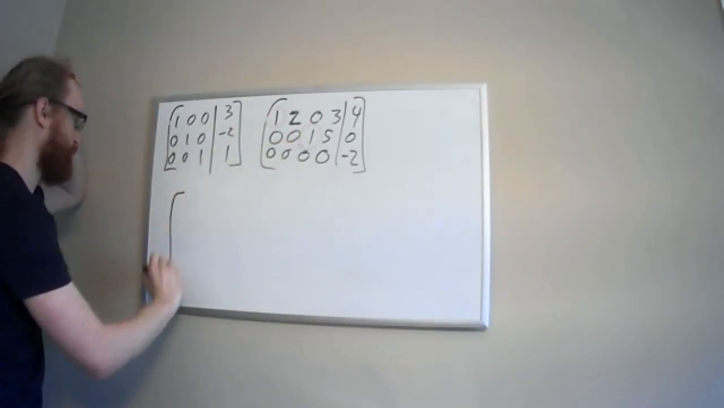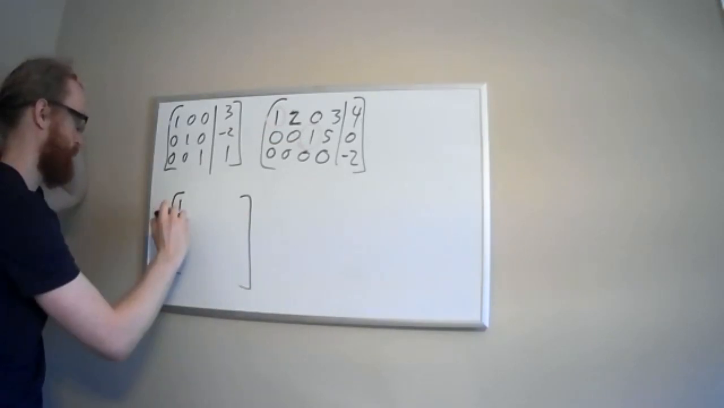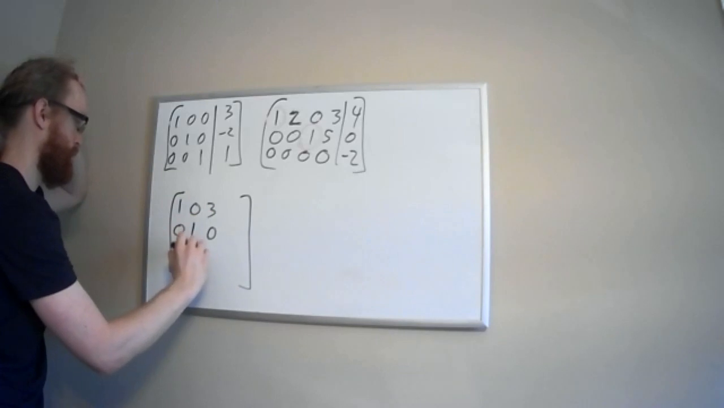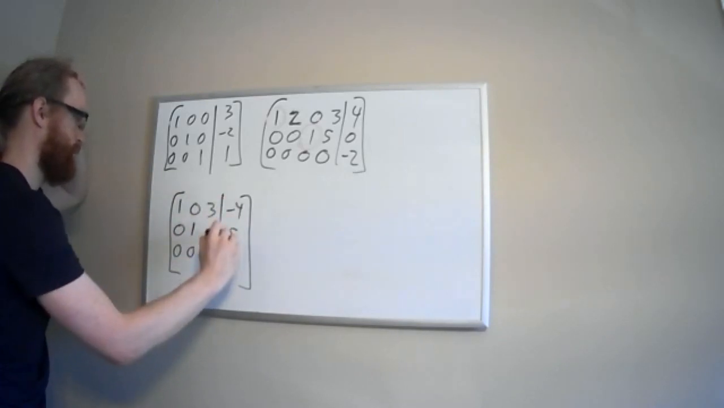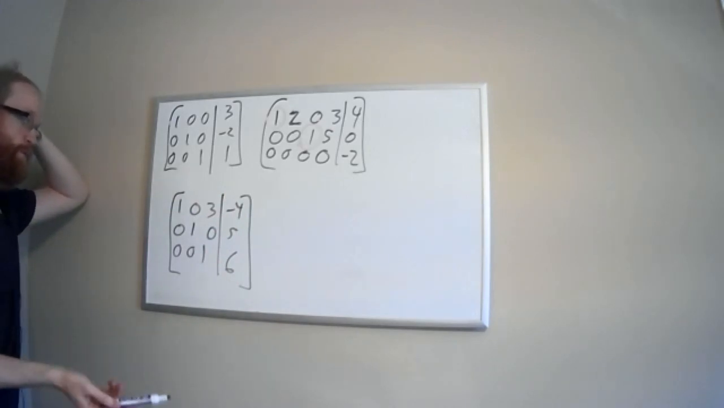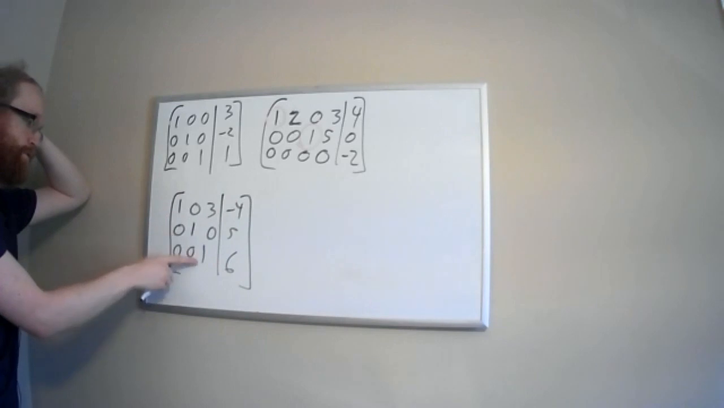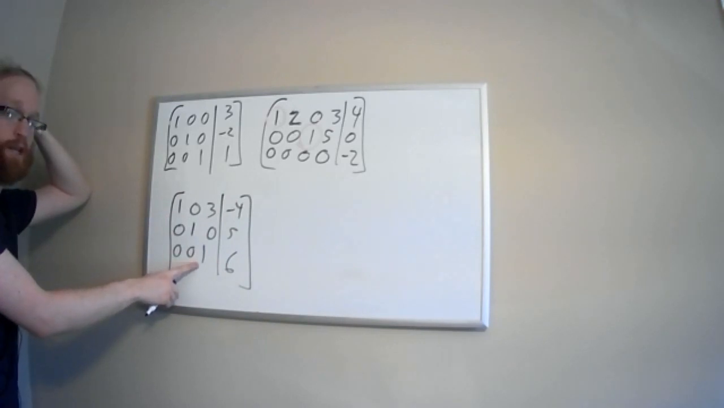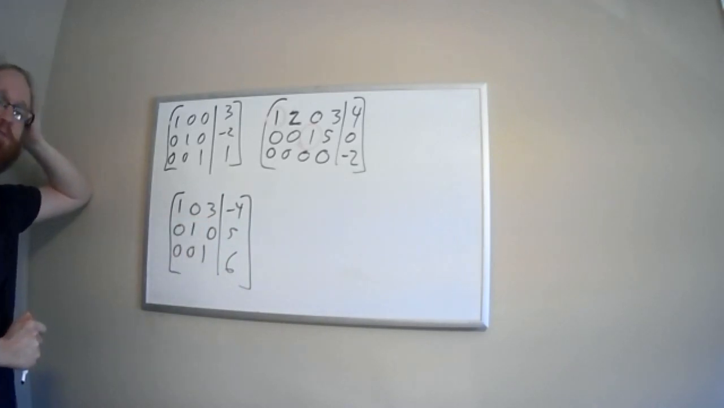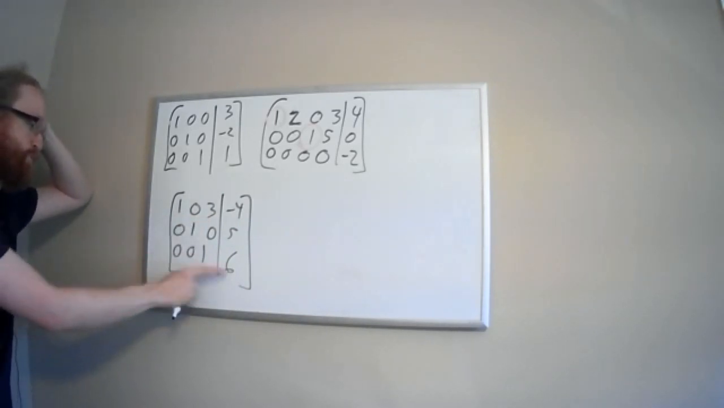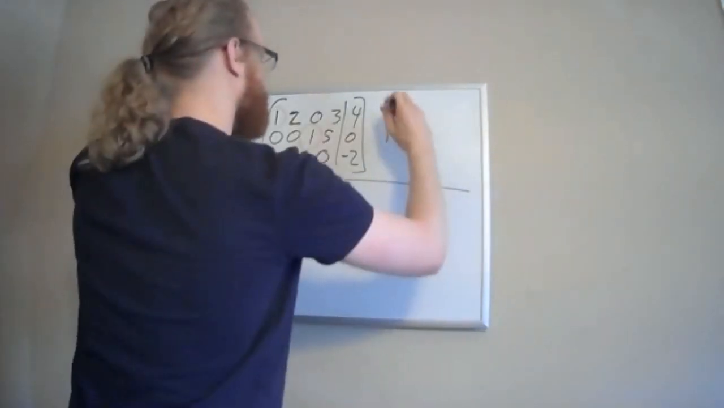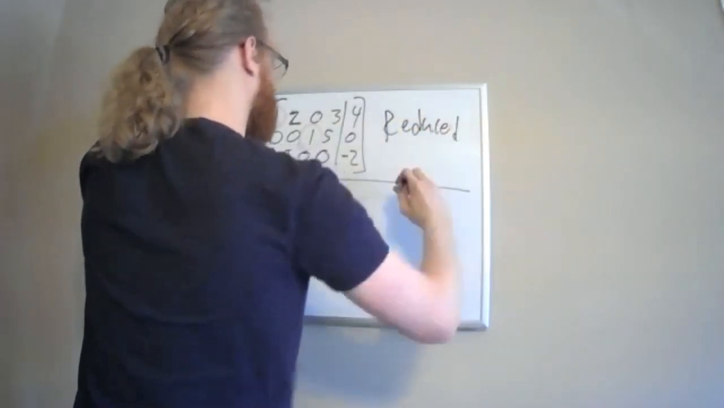So let me give you something that's not reduced. Here's an example of something that's not reduced. Why is this not reduced? Well, this is not reduced because this 1 down here is not a leading 1. There's a 3 in its column. That 3 would need to be a 0 for this to be reduced. And so this cannot be reduced because this row does not have a leading 1 in it. So this is not reduced. So I'm going to separate these. These are reduced. This is not reduced.